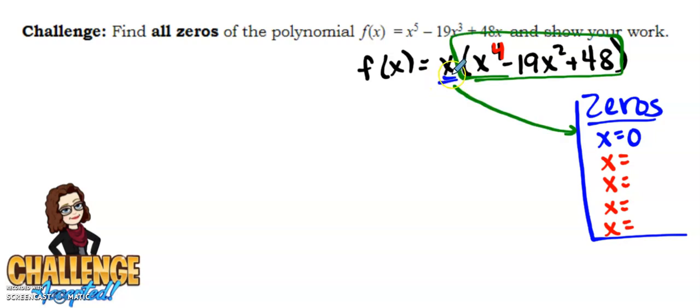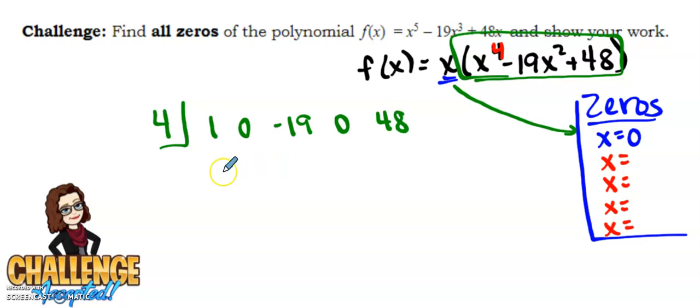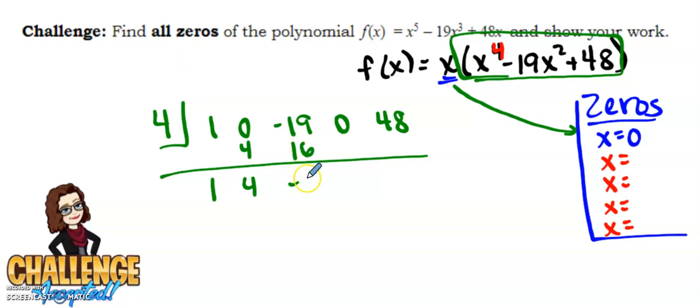So I already took care of this x being equal to 0, which means that when I put this 4 in the synthetic box, I only have to worry about the part that's in green. So 1, 0, negative 19, another 0 as a placeholder, 48. Bring down the 1. 4 times 1 is 4. 16. If this is going too fast for you, you may go back and pause the video. But I get to this lovely 0.